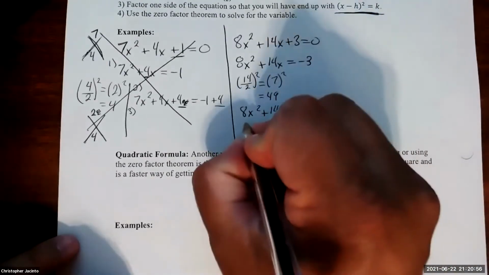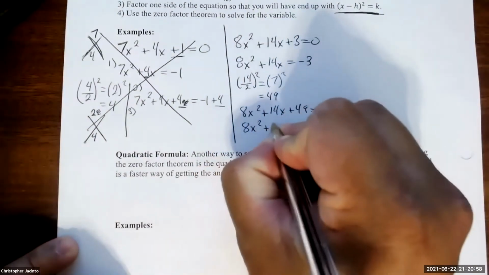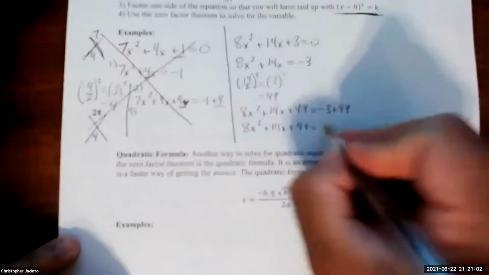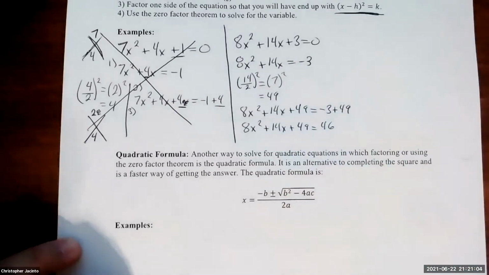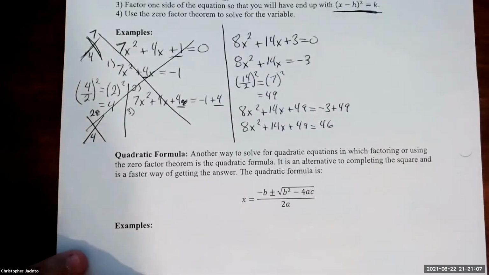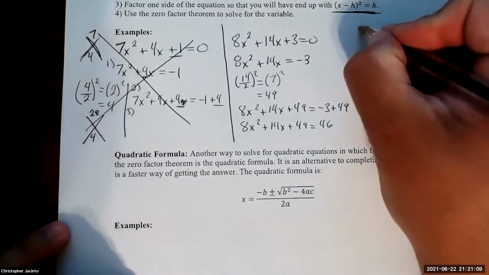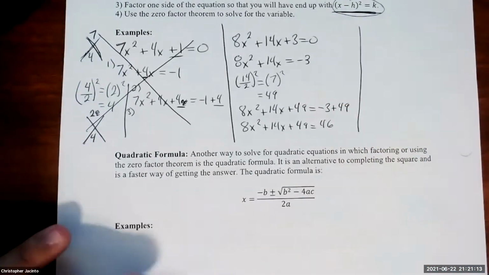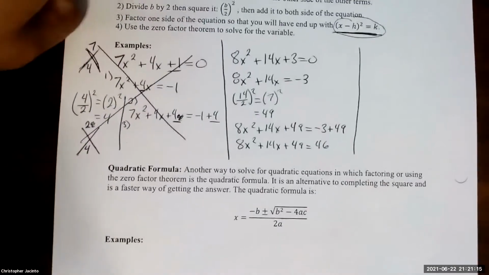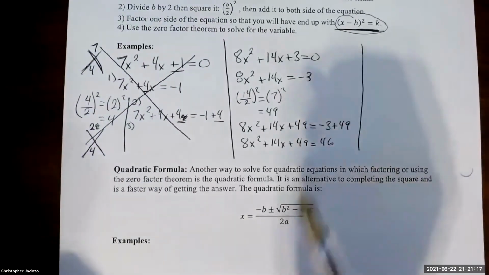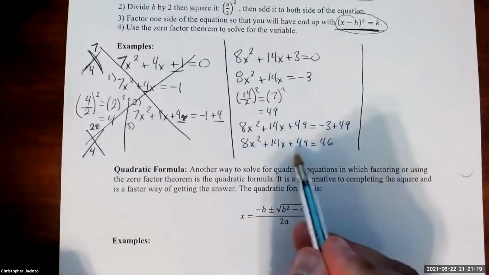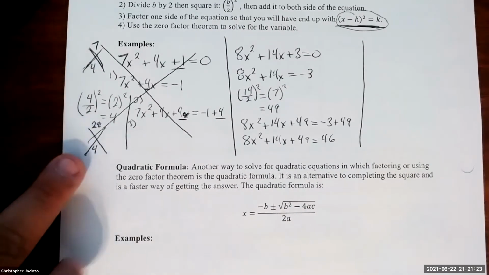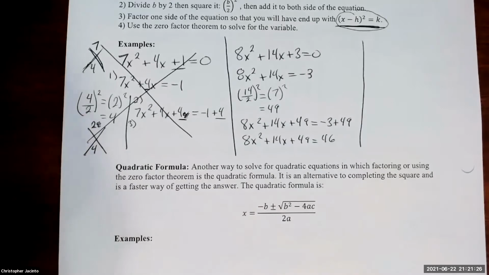Okay, so we have 8x squared plus 14x plus 49 equals 46. Yeah, 46. Now, notice it says x minus h squared. Believe it or not, I don't know what 8 times 49 is, but it's a really big number. Do I really want to do the x method for all that? No, not really, right?